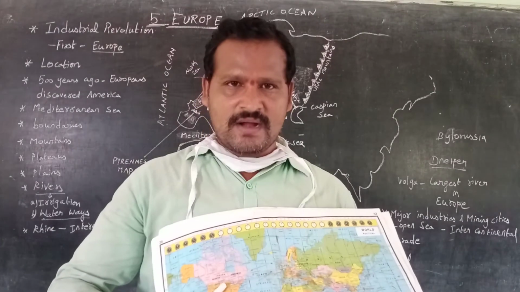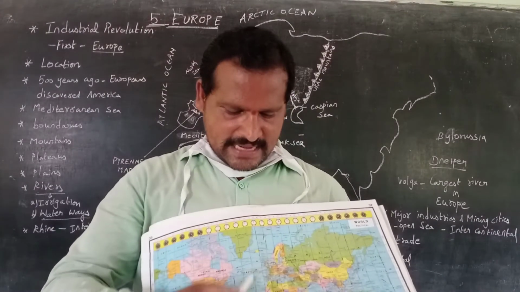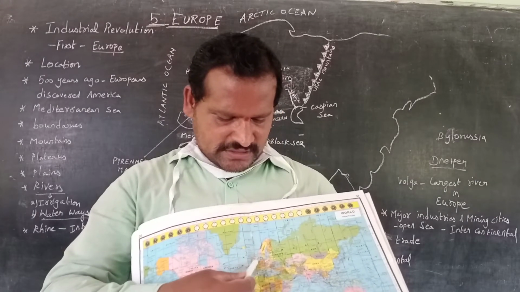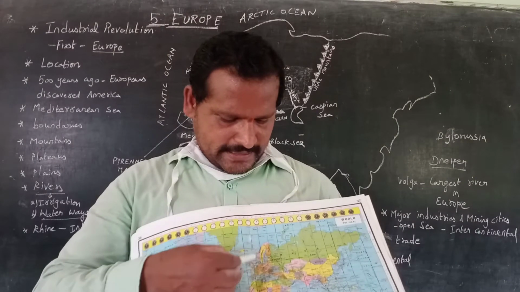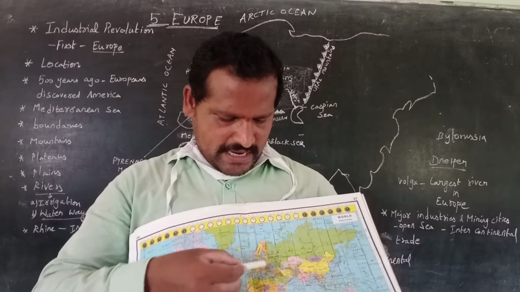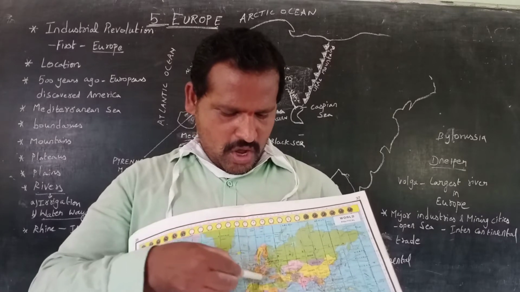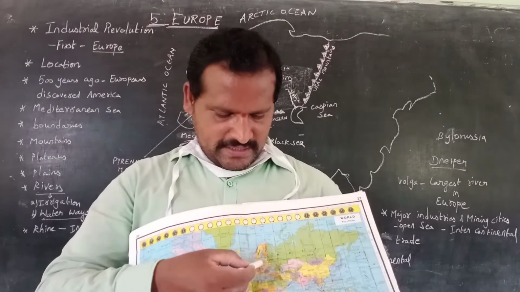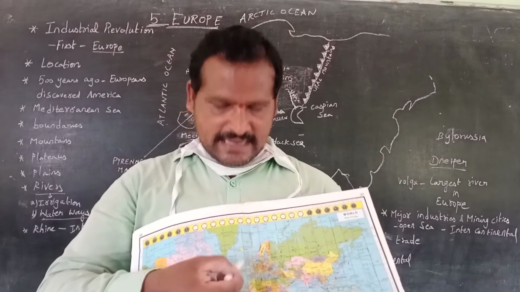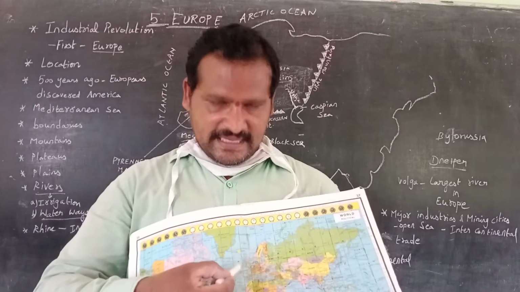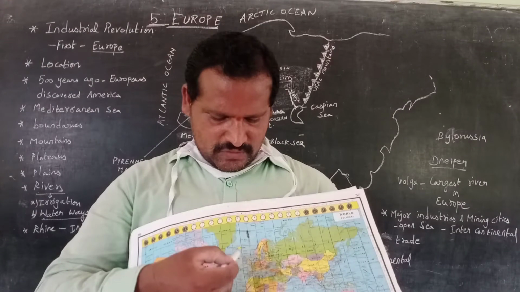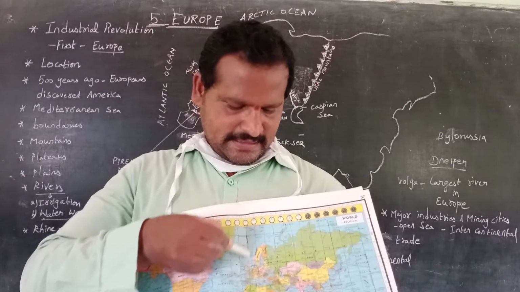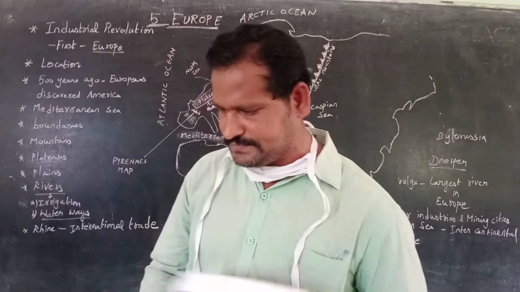Children, here, this is the America continent. Next to America, you can see the Atlantic Ocean. To the east side of the Atlantic Ocean, you can see the Europe continent. That is, to the east side of the Atlantic Ocean, we can locate the Europe continent. This continent is called Europe.